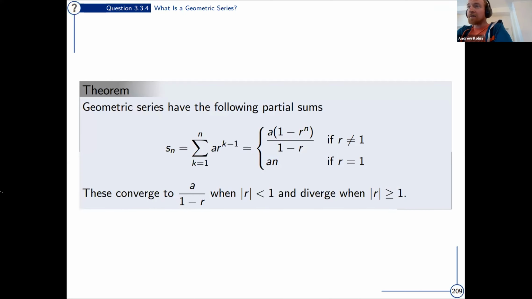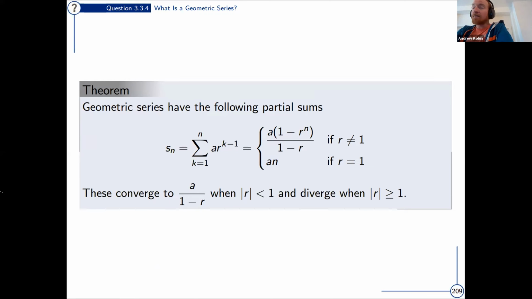This is called the geometric series test. If we have a geometric series of the form the sum from 1 to infinity of a r to the k minus 1, then there's a formula for the nth partial sum, which is given here. If r is not equal to 1, we already worked this out. If r equals 1 and you did the exercise I told you to already, you'll just get the following expression for the nth partial sum.